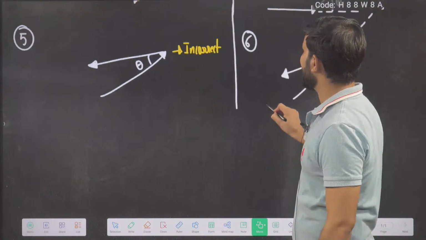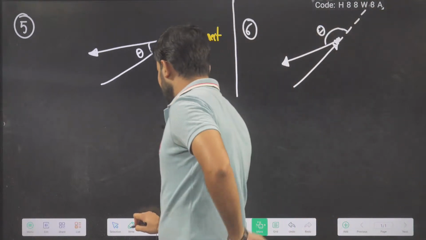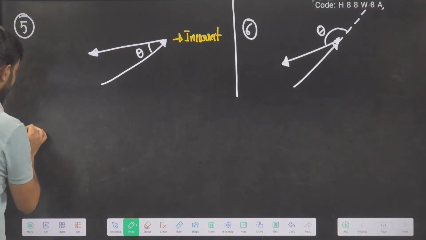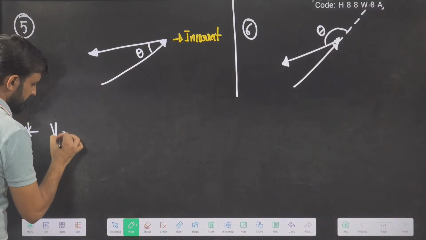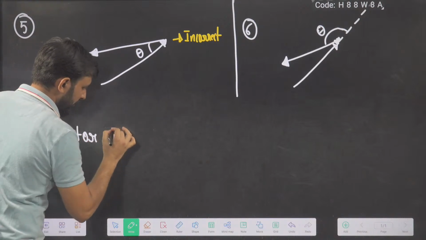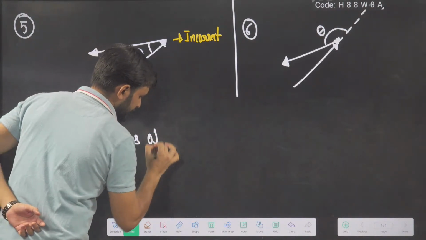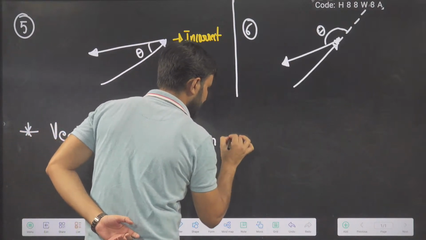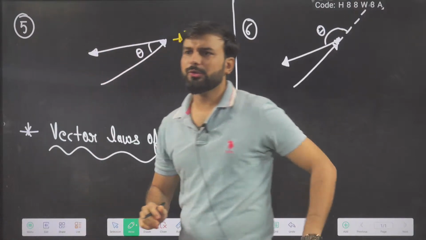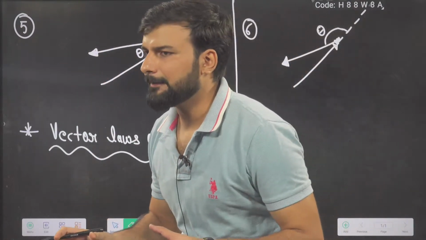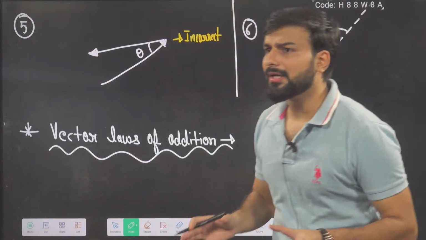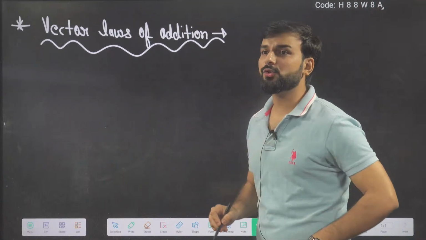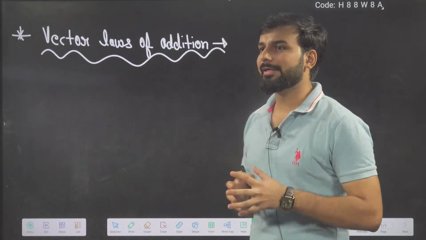Very good. The next topic we are having is vector laws of addition. There are various vector laws. Here we have calculated the angle, we have calculated each and everything. Now we are going to add the two vectors. How do we add two vectors?